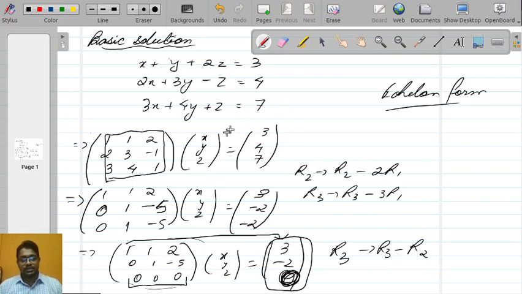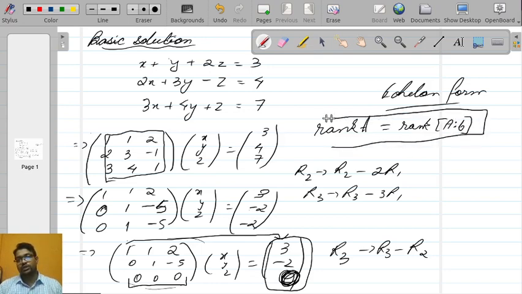So the necessary and sufficient condition for the existence of a solution of a linear system of equations is that the rank of the coefficient matrix should be equal to the rank of the augmented matrix, right? These two should be equal. Only then will the system of equations have a solution.